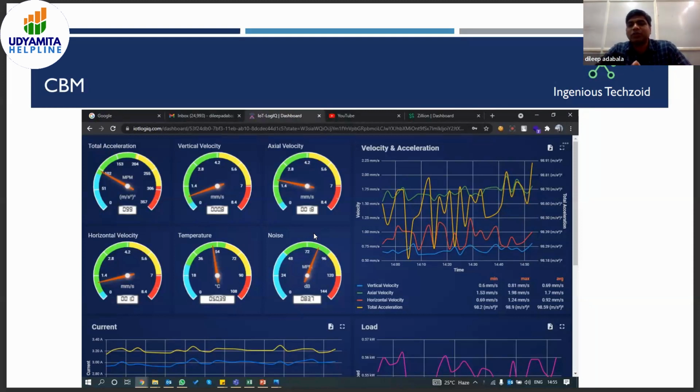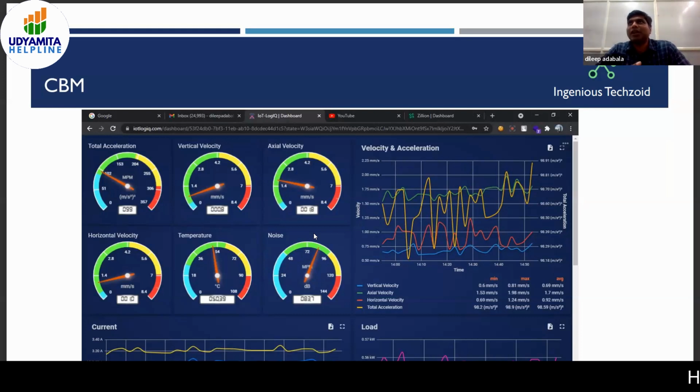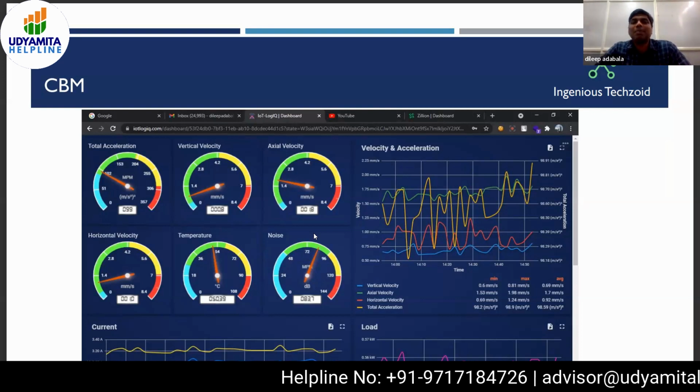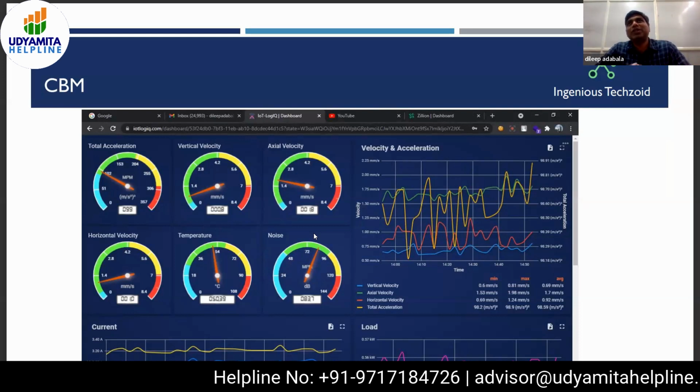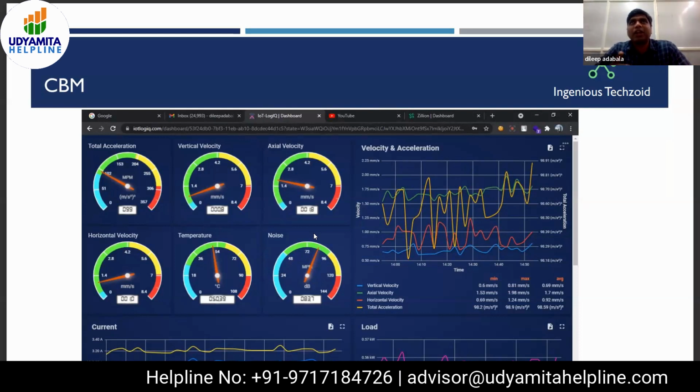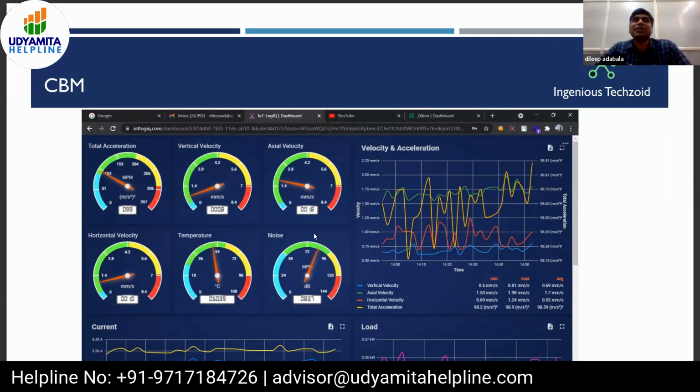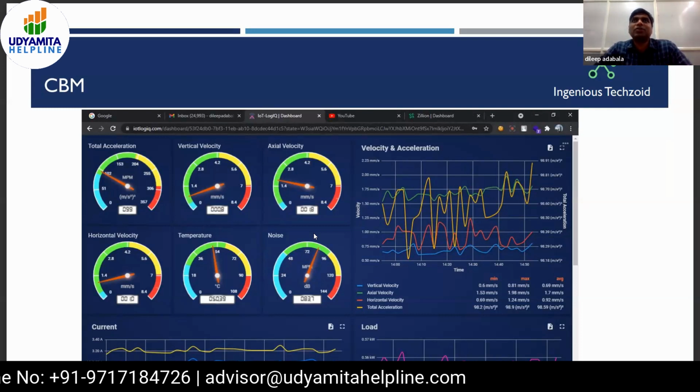So what we are giving is a vibration monitoring solution that helps them predict the failures of those things before they happen. We are monitoring the vibrations, temperature, noise, and complete acceleration. And we have a machine learning algorithm running in the back end that helps us predict the failures of the machines.